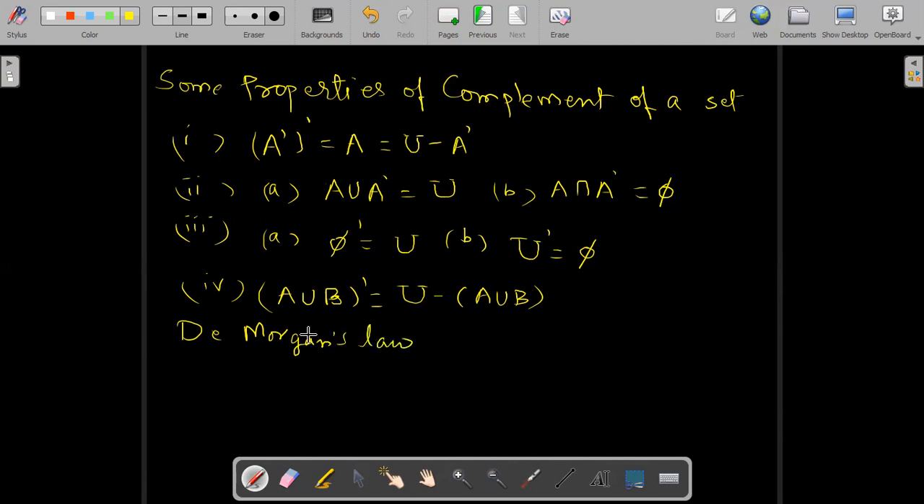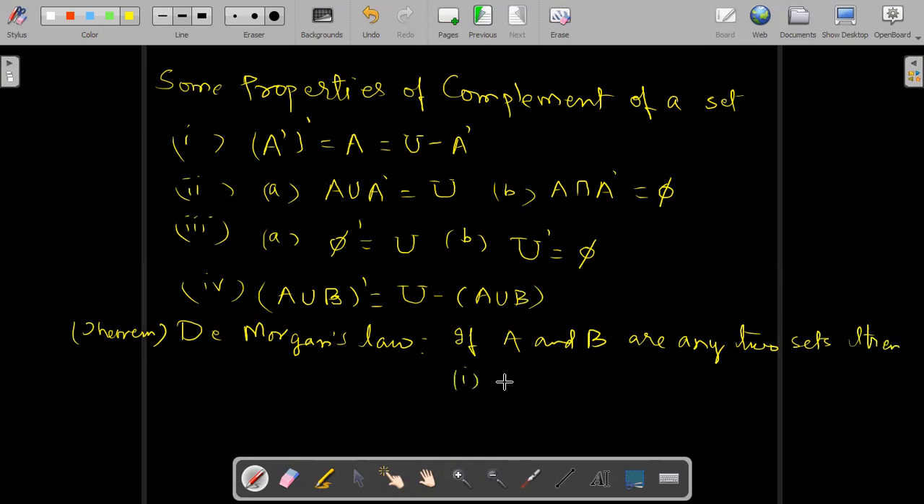Actually, there are two laws, and it is also called a theorem. De Morgan's theorem, sometimes theorem or law. The statement is: if A and B are any two sets. This is actually giving the relation between the complement of the union and intersection.